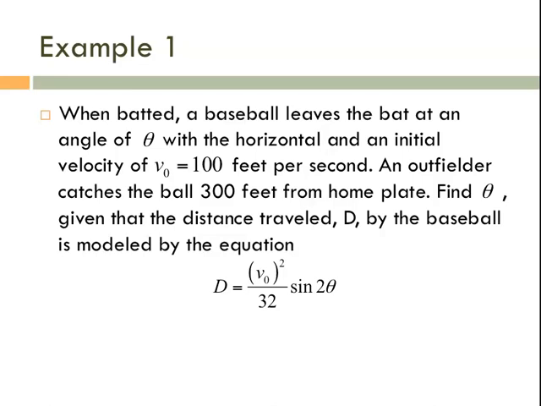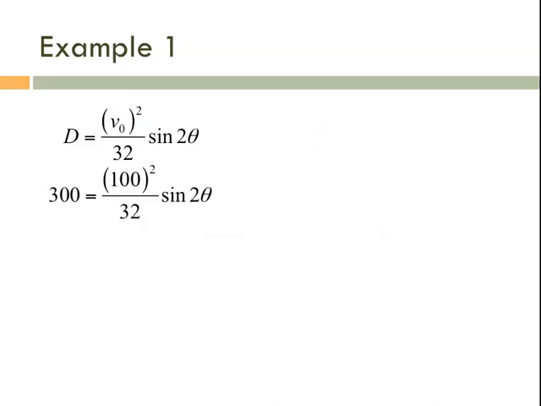Now, we are trying to find the value of theta, so let's plug in everything else that we know. The initial velocity is 100, we can plug that in, and it says an outfielder catches the ball 300 feet from home plate. So D is going to be 300. Plugging that in, now we're going to solve for theta.